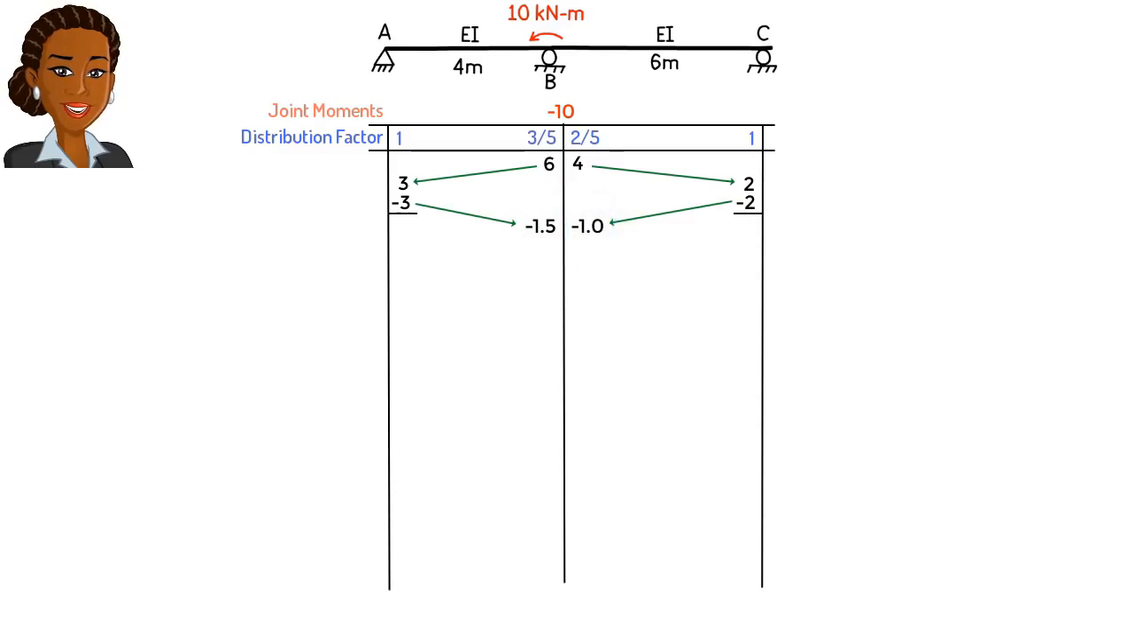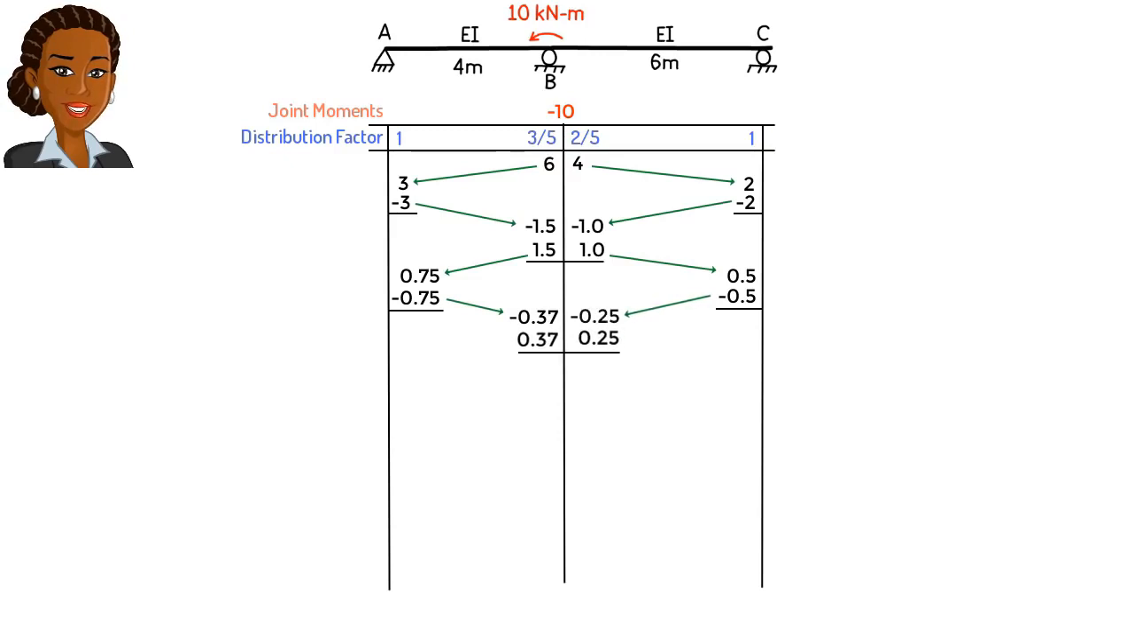Consequently, joint B has to be balanced again. The sum of the moments at the joint equals -2.5. We add +2.5 to the joint using the distribution factors, like this. We then carry over half of each moment to the other side of the member. In the next step, we balance joints A and C. Then, we carry over the moments. We continue this process until the moment values get close to 0.